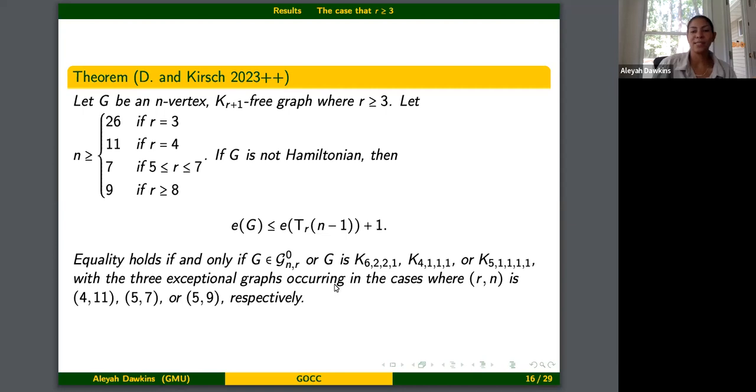With those 3 exceptional cases happening when r is 4 and n is 11, r is 5 and n is 7, or r is 5 and n is 9.